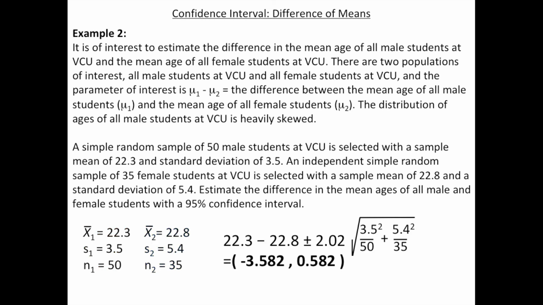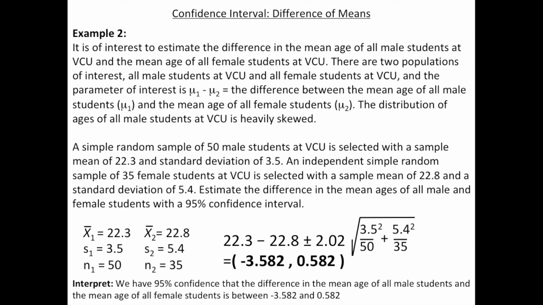And when we plug in all of our values, you find a lower bound of negative 3.582 and an upper bound of 0.582. And we can interpret these results by stating that we have 95% confidence that the difference in the mean age of all male students and the mean age of all female students is between negative 3.582 and 0.582. In the next two videos, we're going to learn how to use the graphing calculator for these problems.